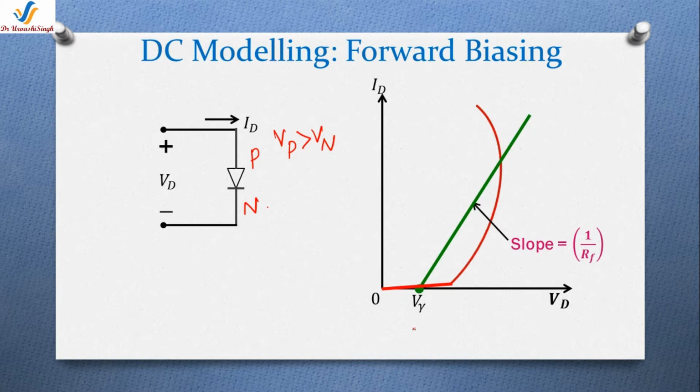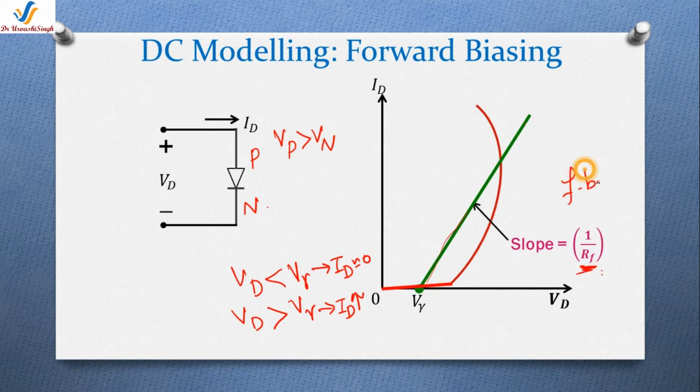You can see that when the diode voltage is lesser than the cut-in voltage, the diode current is approximately 0, while for a diode voltage greater than the cut-in voltage, the diode current increases exponentially. We can better approximate this exponential curve by a straight line after this cut-in point, and the slope of this straight line is the inverse of the forward bias resistance.